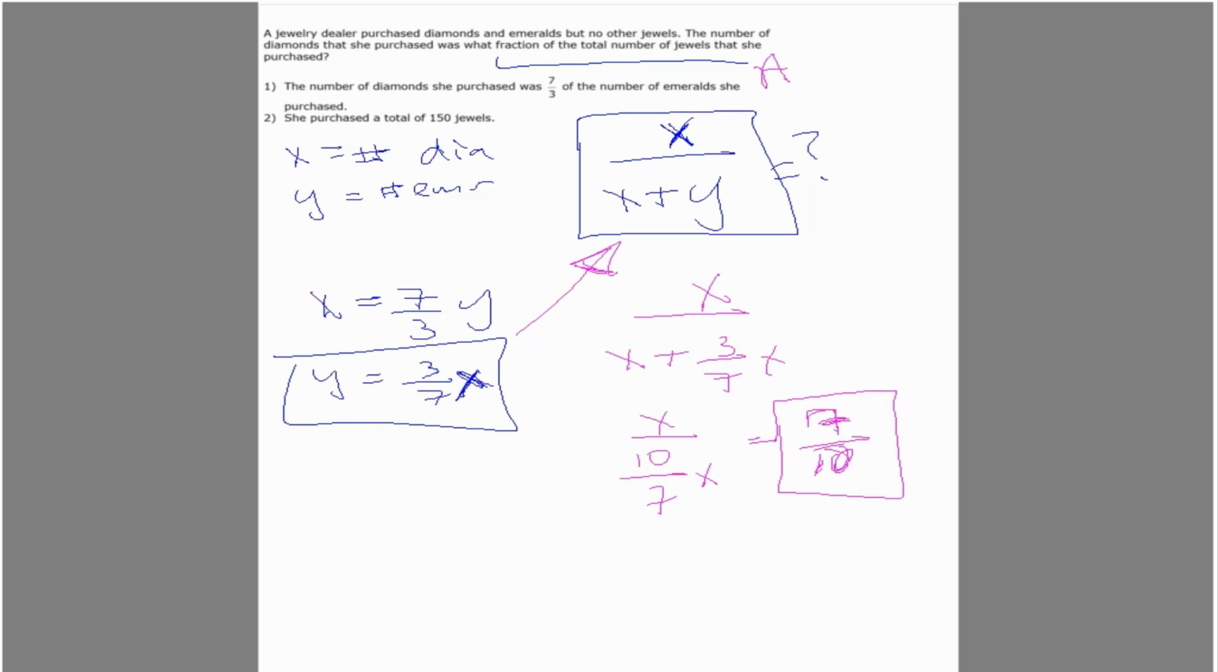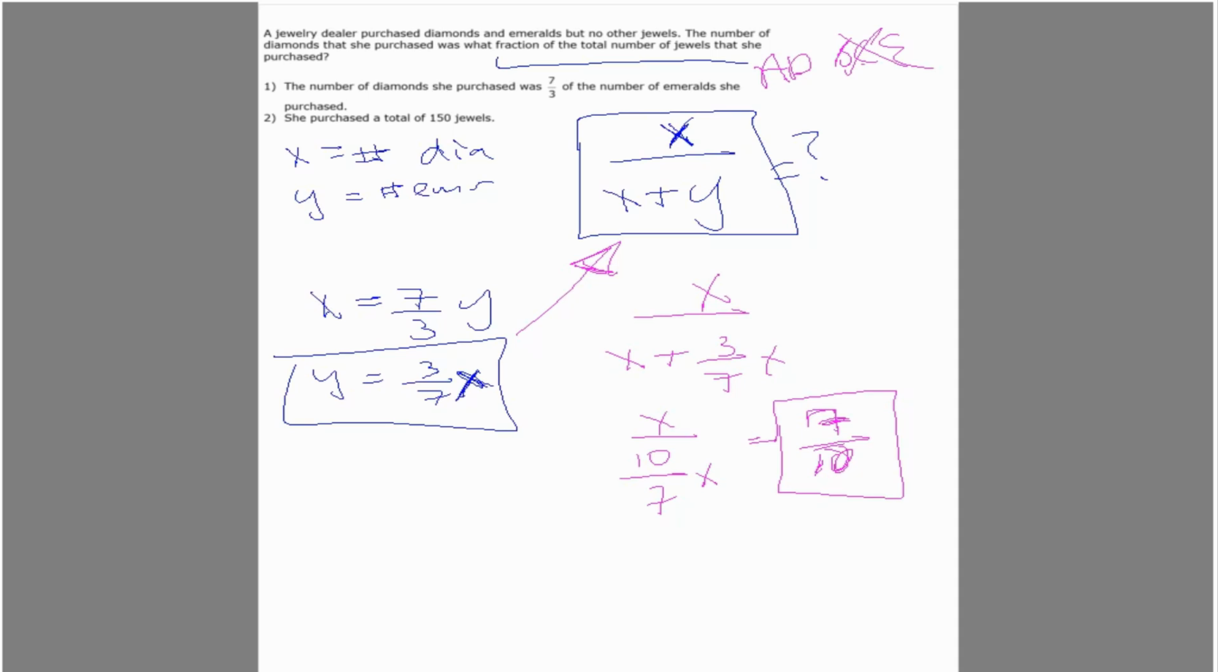So we would say AD, BCE, because statement 1 alone works. That means the other three, B, C, and E, have to be out, right? So statement 1 alone works. Either the answer is A or the answer is D. Okay. Now, if we look to statement 2, it says she purchased a total of 150 jewels.